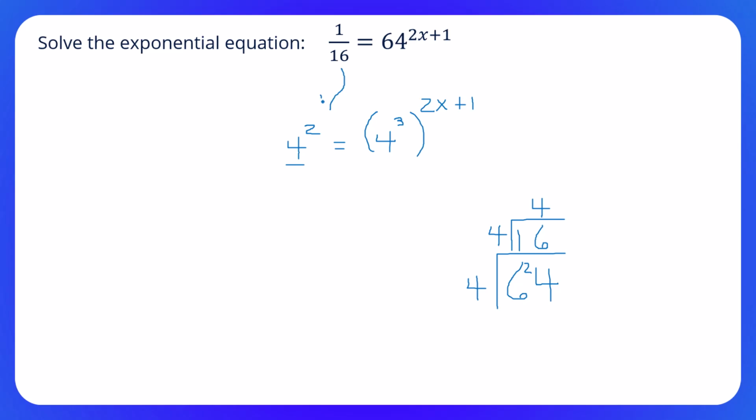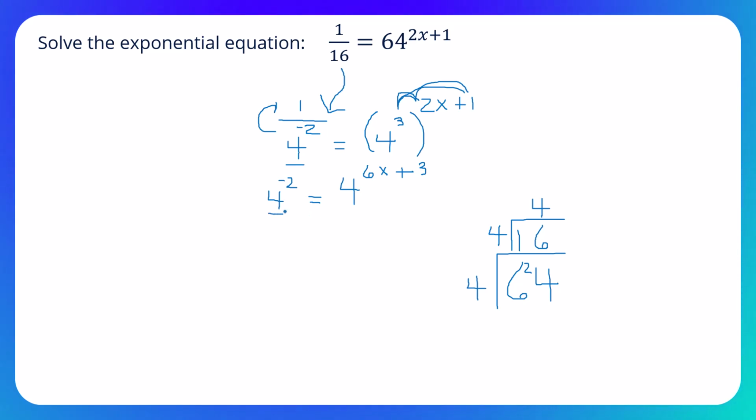Now let me look back over here on the left. That 4 squared is under the fraction bar, so I need to make this a negative 2 to put it on top. So 1 over 16 is 4 to the negative 2, and 64 is 4 cubed, but it's raised to the 2x plus 1. All right, so multiply power to a power. You're going to multiply 3 times 2x. So this is 4 to the 6x plus 3 times 1 is 3.